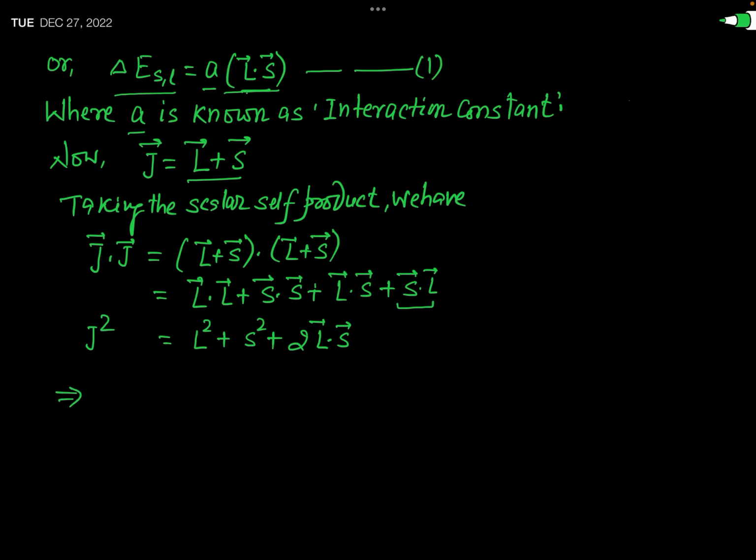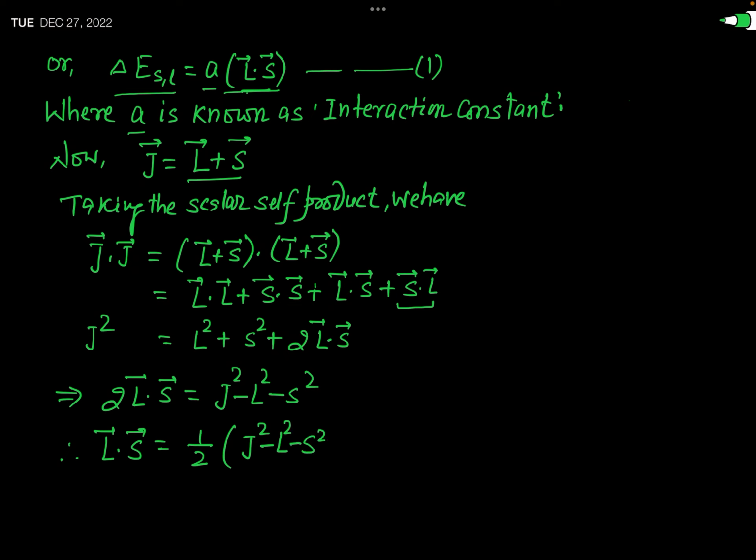So from here you can write this 2L dot S is equal to J square minus L square minus S square. And therefore this L dot S is 1 over 2 times J square minus L square minus S square.